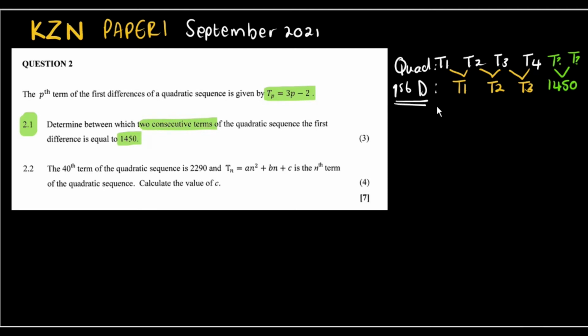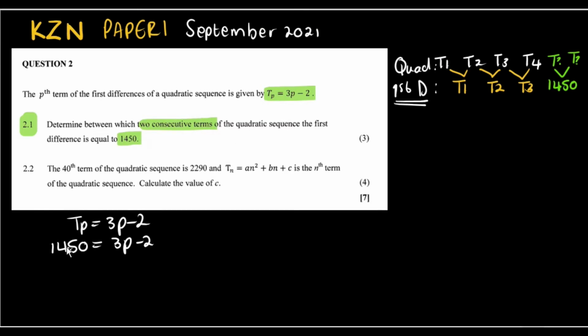So how about we find out which term exactly does this 1450 belong to in this first difference before we can find out which two terms in the quadratic pattern gave us this. Okay, so to find out which term exactly has the value of 1450 in the first difference, we can take the formula of it, which is Tp is equal to 3p minus 2, and then in place of Tp, which is our term value, we're going to put 1450. So 1450 is equal to 3p minus 2.